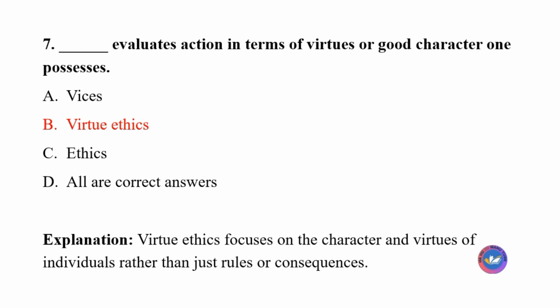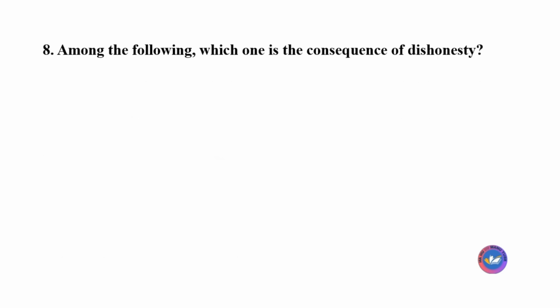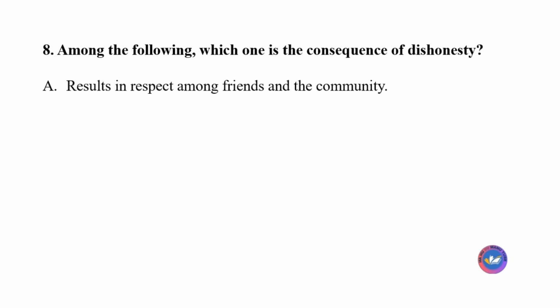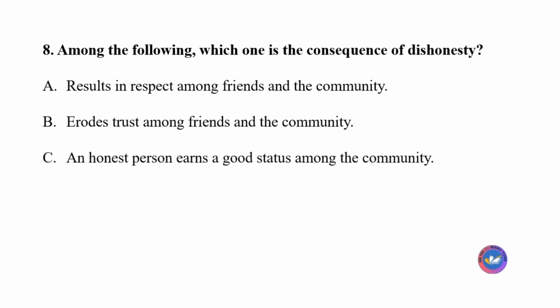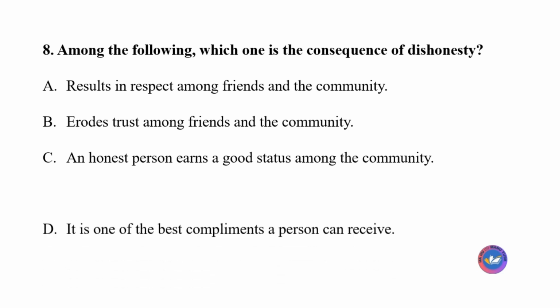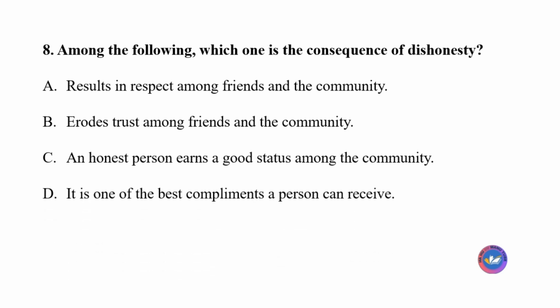Question number 8. Among the following, which one is the consequence of dishonesty? A. Results in respect among friends and the community. B. Erodes trust among friends and the community. C. An honest person earns a good status among the community. D. It's one of the best compliments a person can receive.